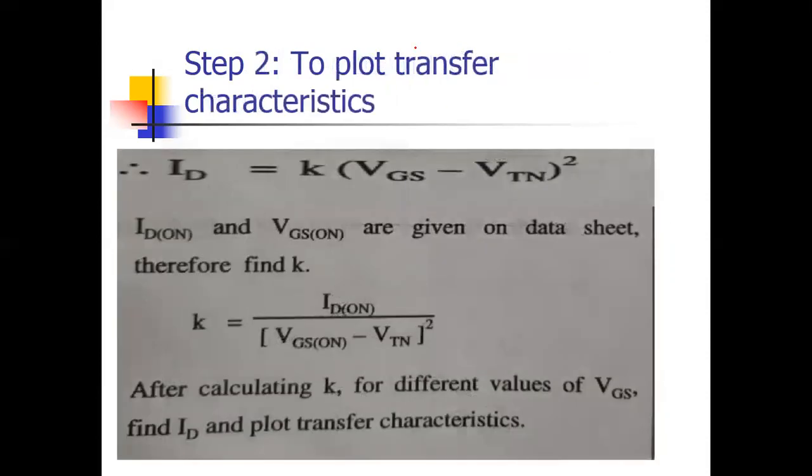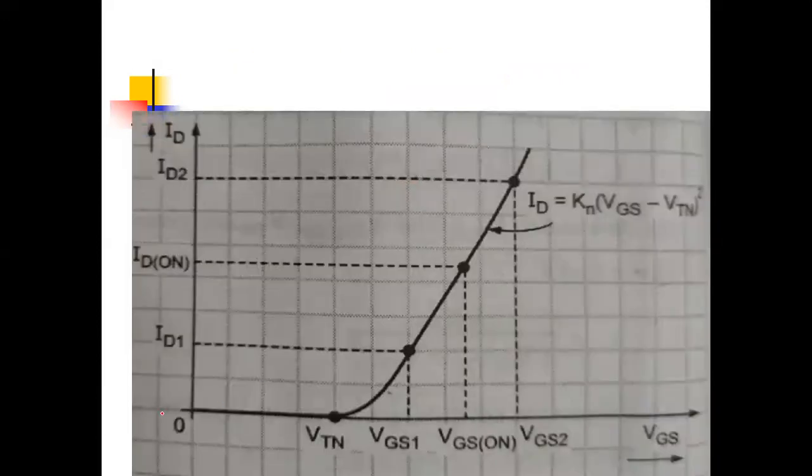For plotting the transfer characteristics, you know very well, transfer means output versus input, that is, output current versus input voltage. ID equals K times (VGS minus VT) whole squared. Now you know how to find the value of K: ID(on) upon (VGS(on) minus VT) whole squared. These values you will find from the data sheet. After finding the value of K, you can find the value of ID for different values of VGS. So this is the plot of ID for different values of VGS.